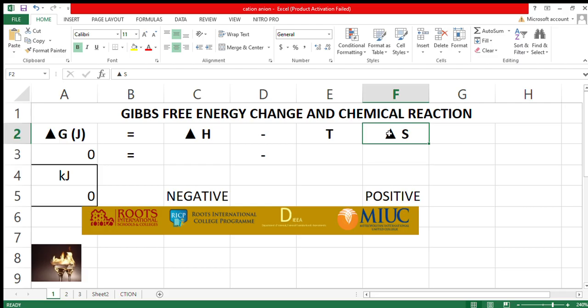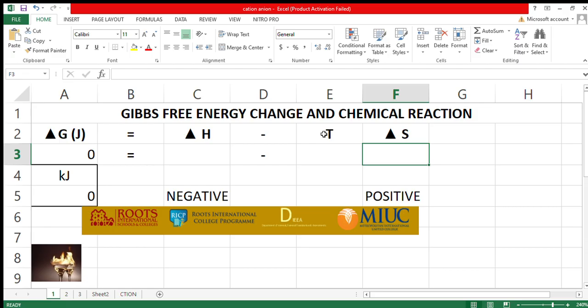For example, if a liquid is turning into gas, we can say its disorder increases, so delta S must be positive. Or alternatively, if a gas is changing into liquid, or 4 moles of gas are changing into 2 moles of gas in a particular chemical equation, this value must be negative. I have implanted this formula on a Microsoft Excel sheet so that we can use different values to see whether a particular chemical reaction is feasible or not.